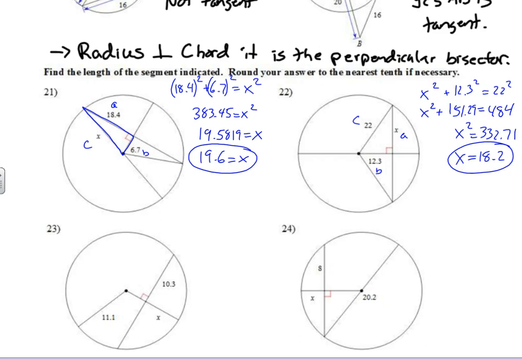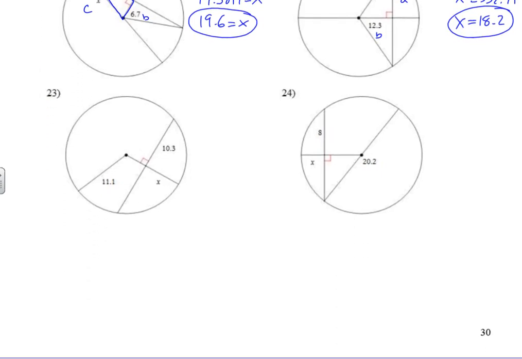Now 23 and 24 start to get a little bit more complex. What's happening here in 23 is I need to find this value of x. How are we going to do that? Here's what I want you to see: we could form a right triangle, and here's the thing you've got to keep in mind, all radii are equal. So that means this is 11.1. I'm going to call this length A. So A squared plus 10.3 squared equals 11.1 squared.